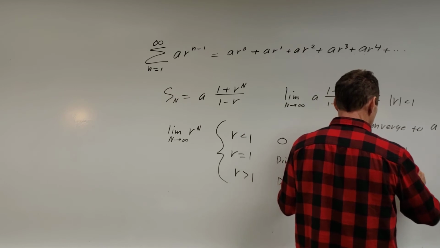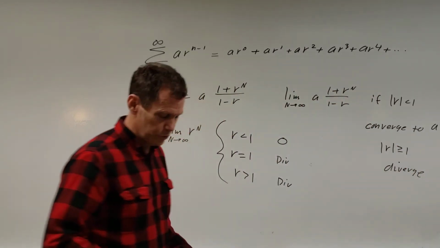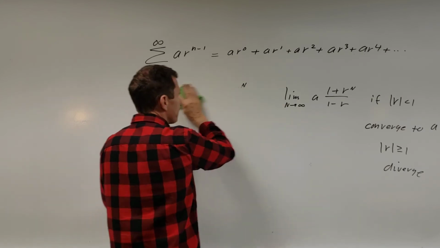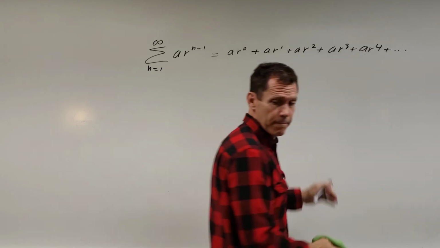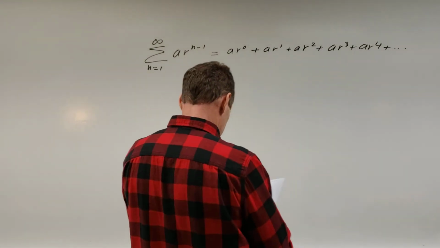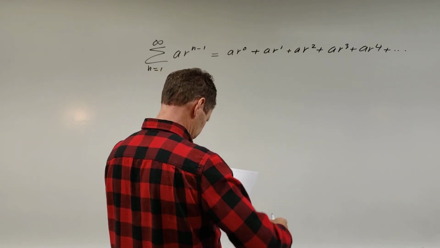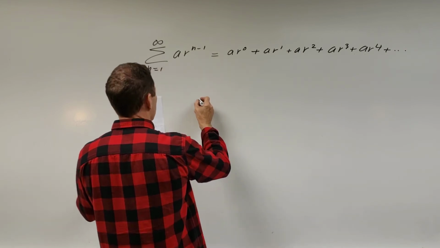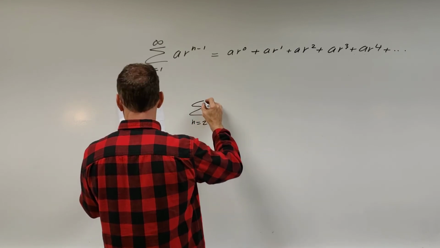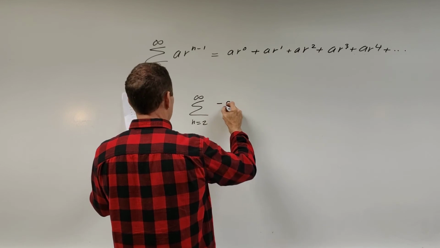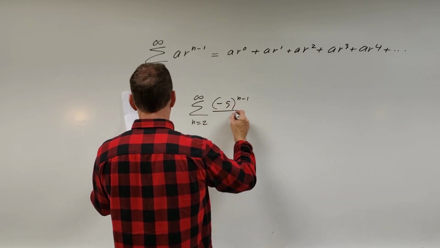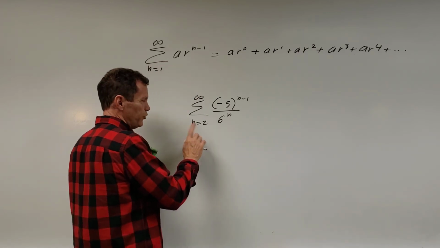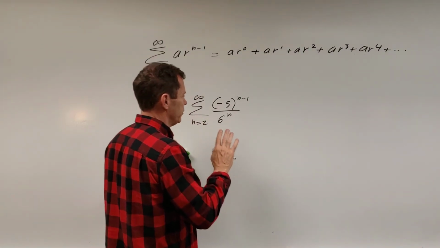Okay. Let's do an example. Okay, erase this and we'll do an example. Let's look at the summation n equals 2 to infinity of negative 5 to the n minus 1 over 6 to the n. Okay, what are we going to do with this guy? Now, I screwed this guy up a little bit. I didn't start with 1 like we did on the first one. Okay, and I'm going to show you a little bit of twist on this.